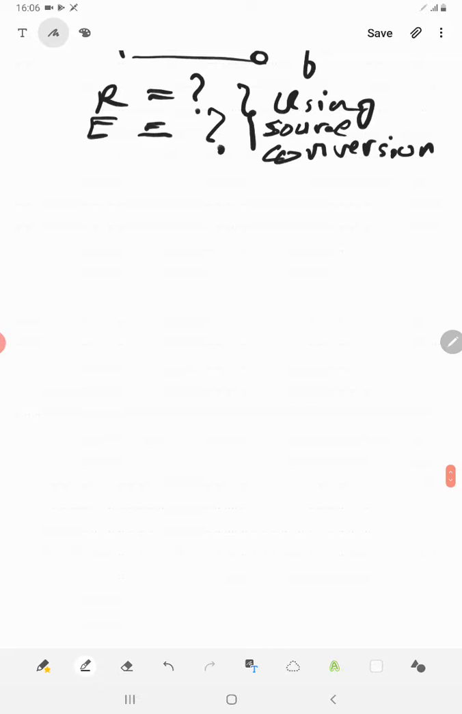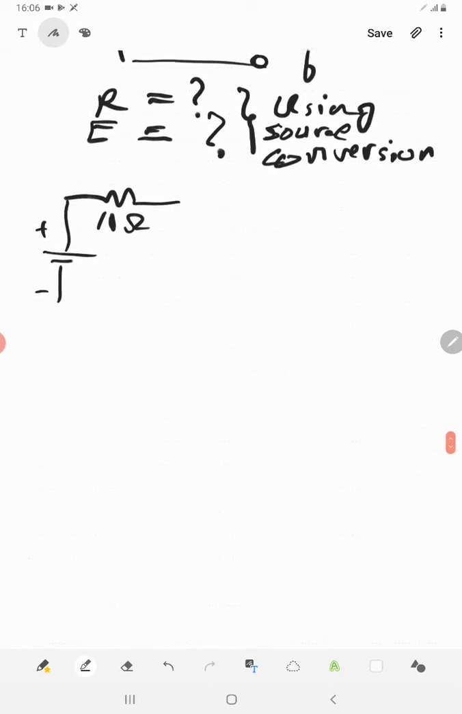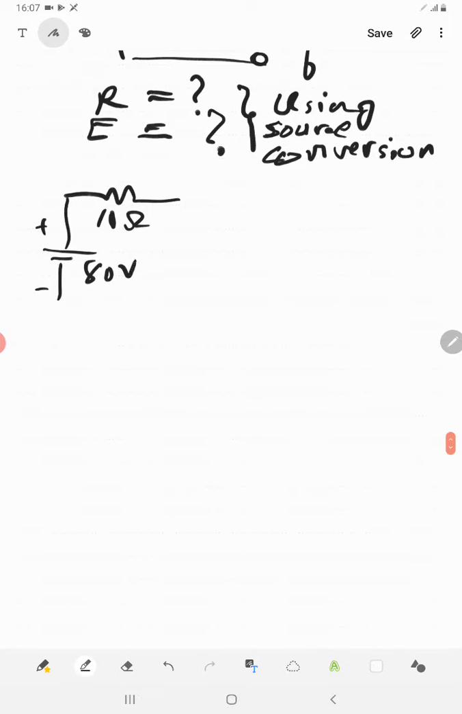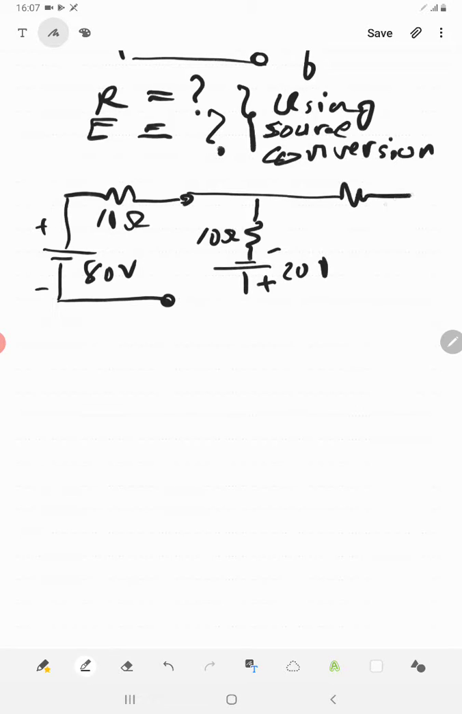First, let me draw it again. What we have here is 10 ohms. We have here plus minus, 80 volts. So this is the first circuit here. And we have another resistance here, and minus plus 20 volts, and the same 10 ohms, and we have 15 ohms here, and this is A and this is B.